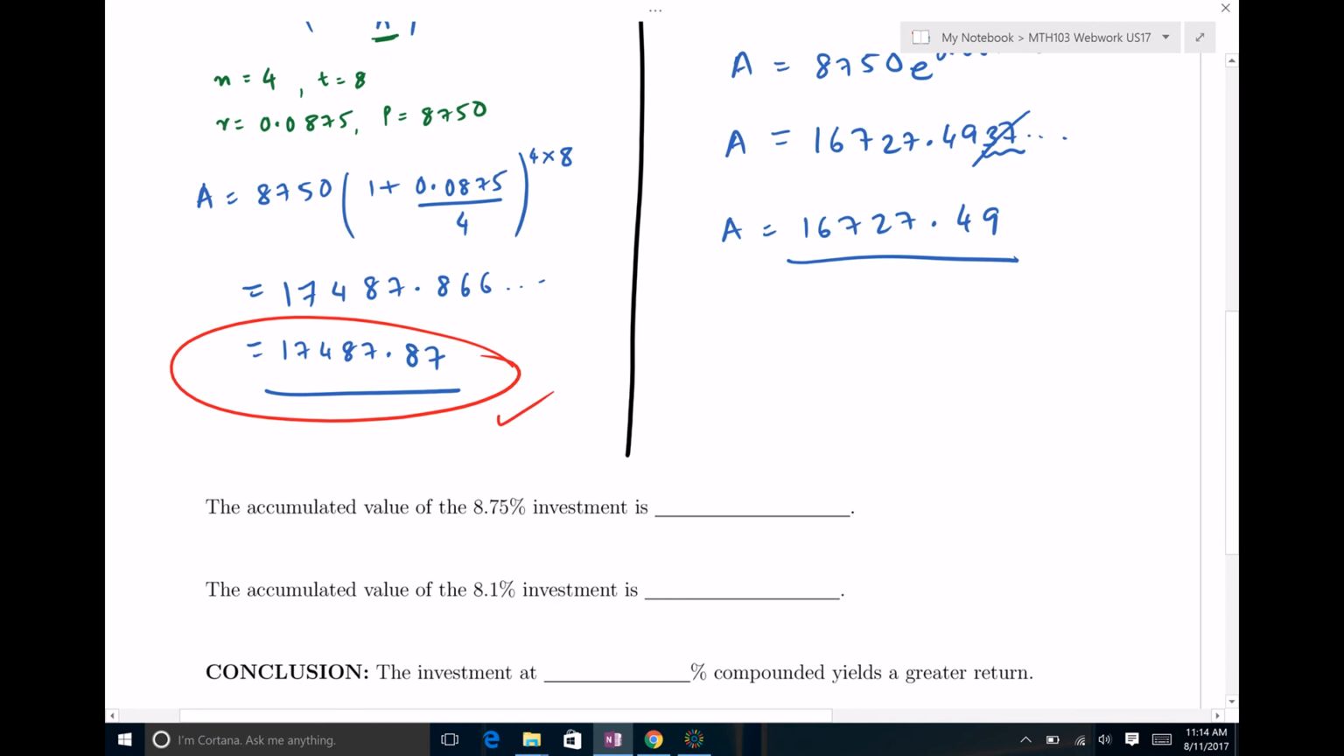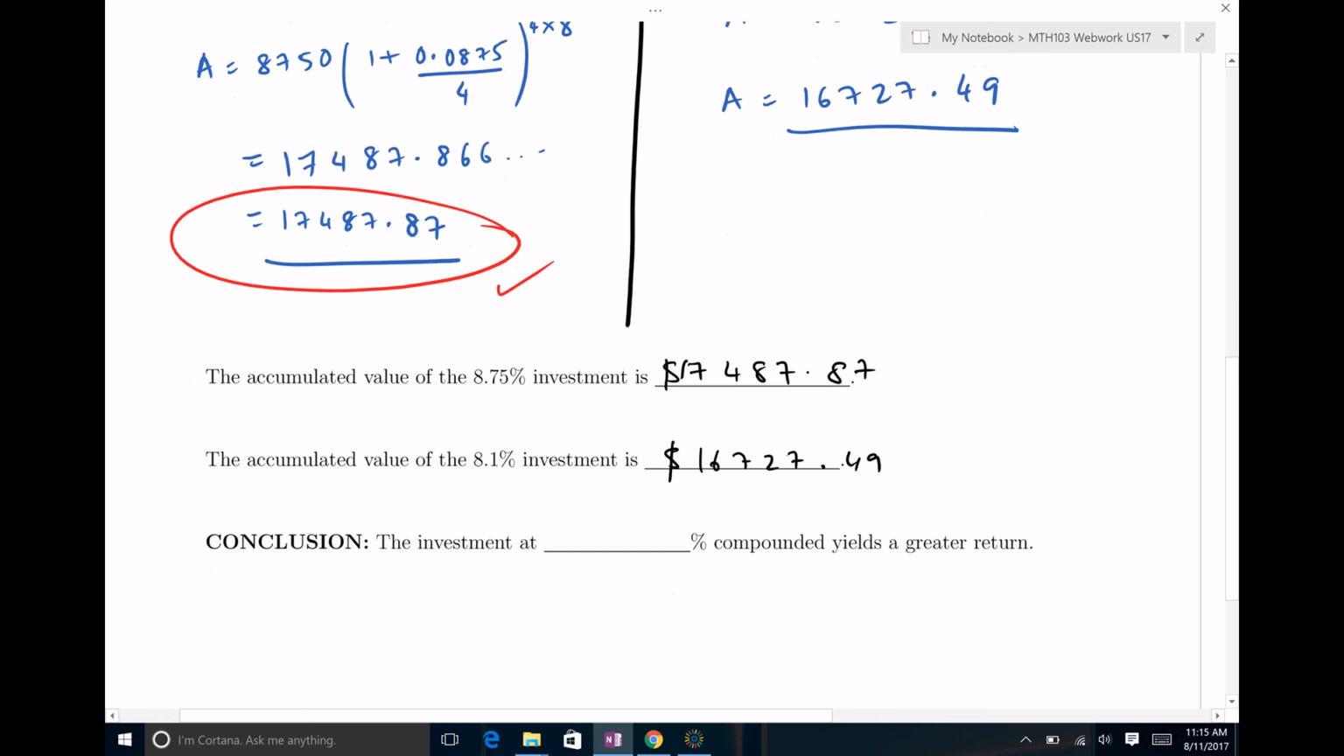So we're going to fill in all of these values. The accumulated value of the 8.75% investment is $17487.87, and the accumulated value for the 8.1% investment is $16727.49, and the investment at 8.75% yields a greater return.